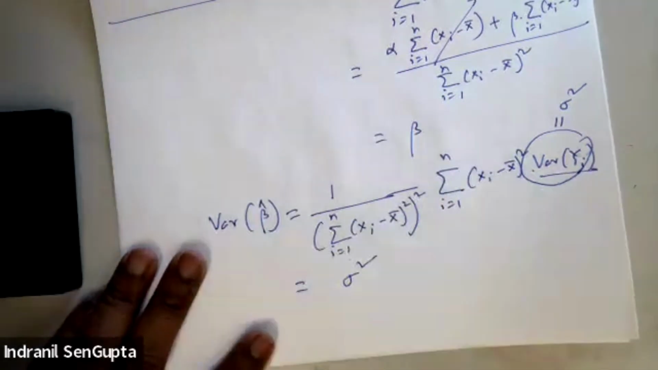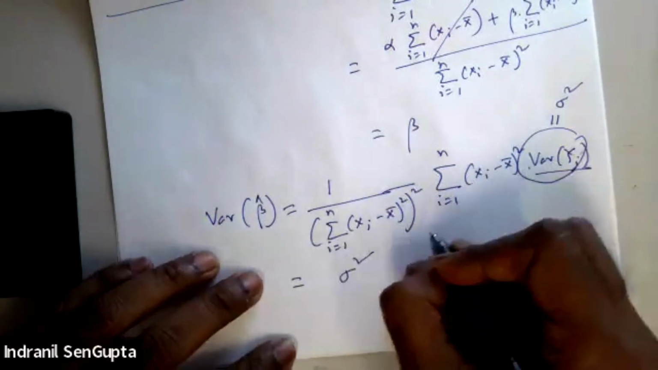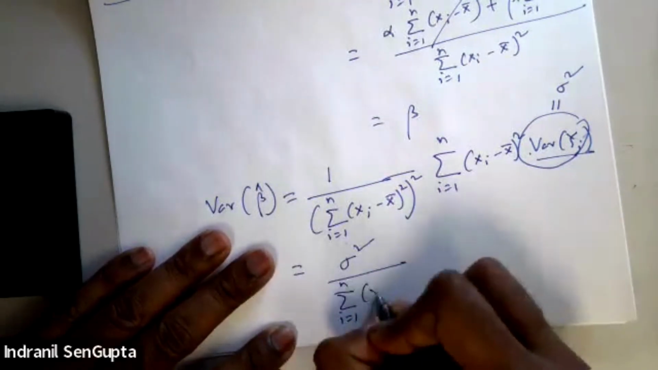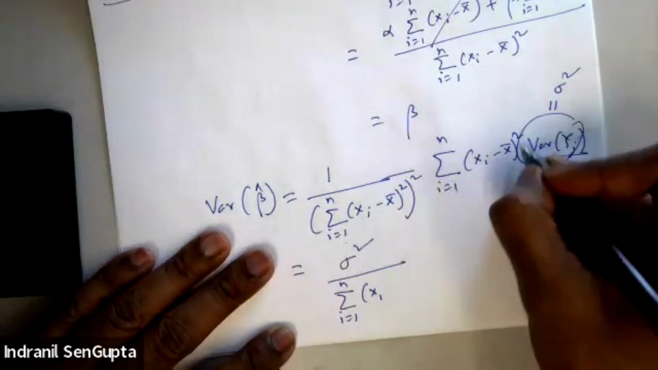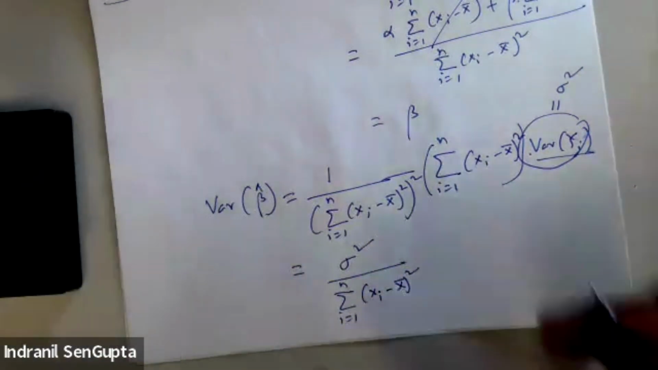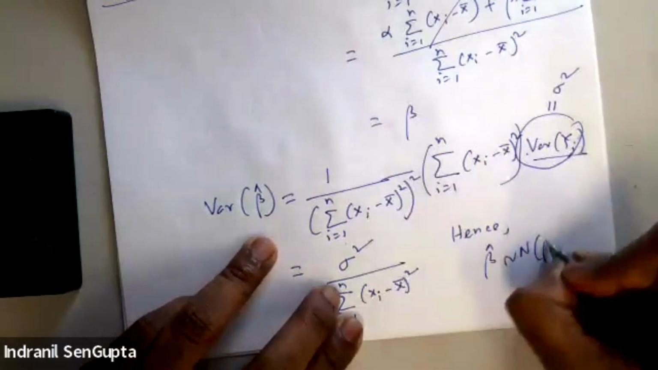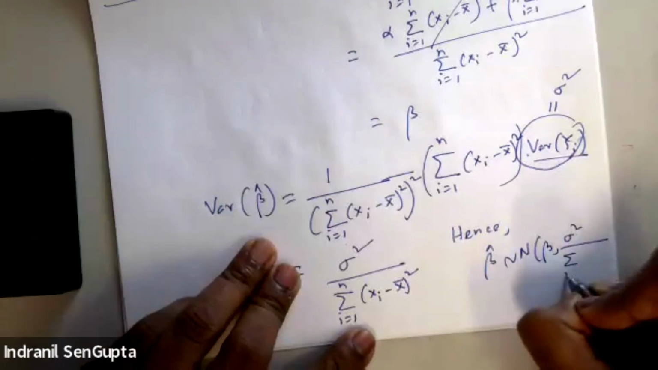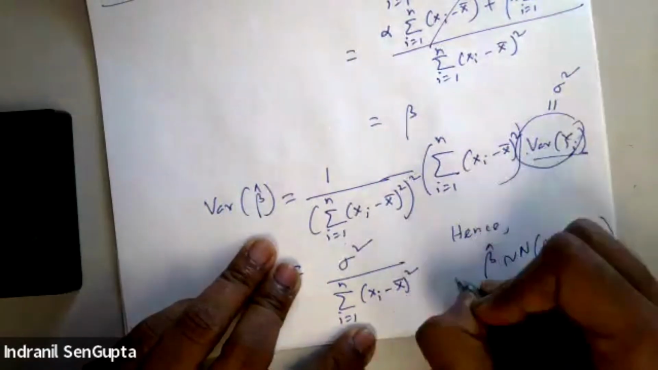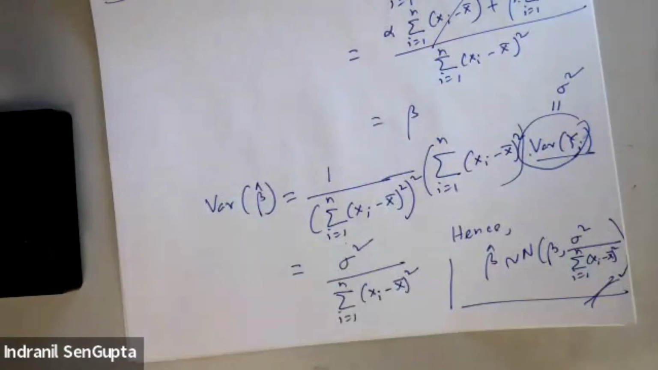If I pull it out, it becomes sigma squared over, and then this and this cancel. There is a squared term in the denominator, and then just a singleton term in the numerator. So it's the summation of xi minus x bar squared. Hence we found that beta hat follows a normal distribution with mean beta and variance sigma squared over the summation from i equals 1 to n of xi minus x bar squared. Done. So that's the second result.